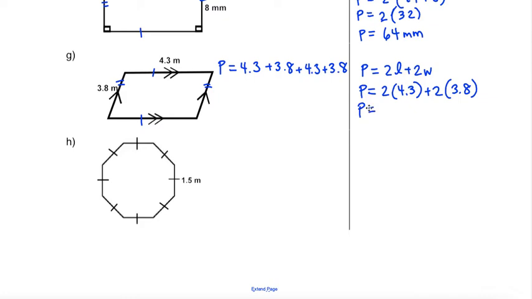And then because these are decimal numbers, you may want to use a calculator, but you don't have to. So 2 times 4.3 will give you 8.6. And 2 times 3.8 gives you 7.6. And when I add those two together, I get 16.2, and my units are meters.